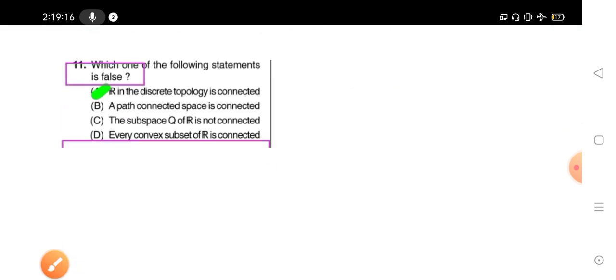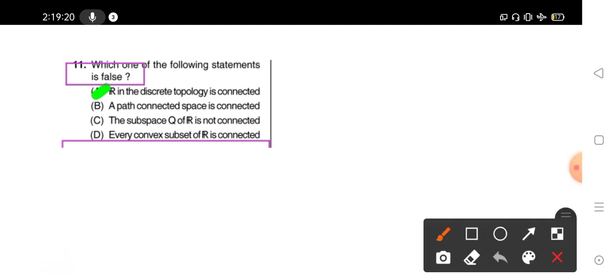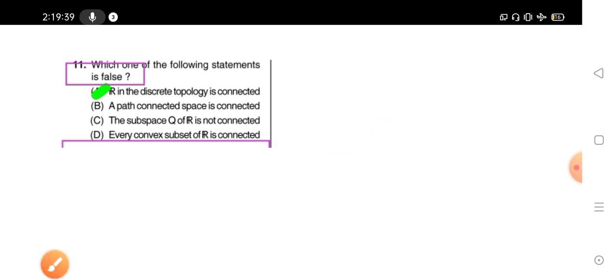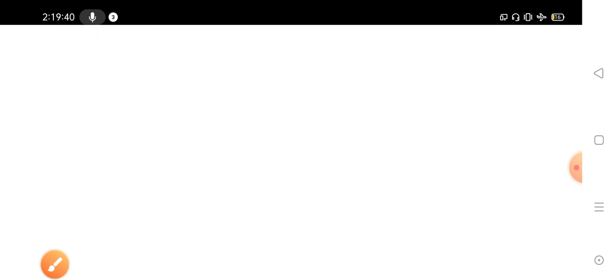Next question. Which one of the following statements is false? Option A: R with the discrete topology is connected. Every path connected space is connected, this is a true statement. The subspace Q of R is not connected, this is also true. Every convex subset of R is connected, this is also true. Option A is wrong, so option A is the false statement and the answer.